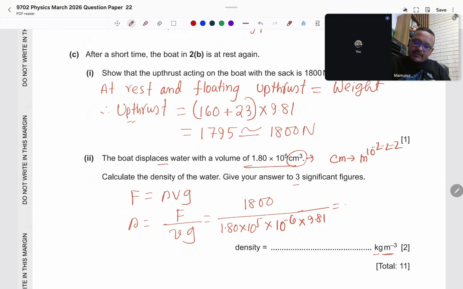If you calculate, it will be 1019. So you need to give it in three significant figures, 3SF. So it will be 1.02 into 10 to the power 3 kg per meter cube. That's great.